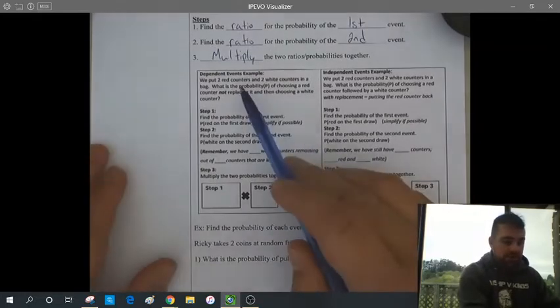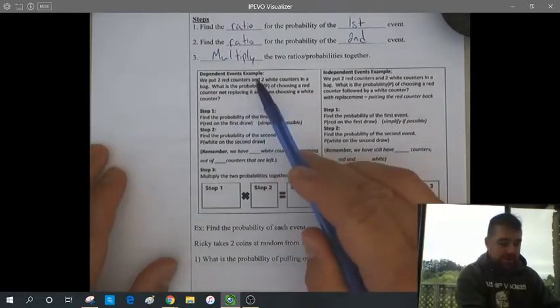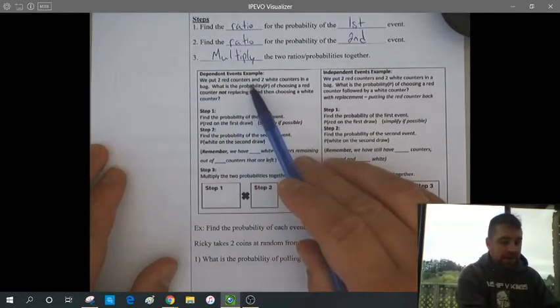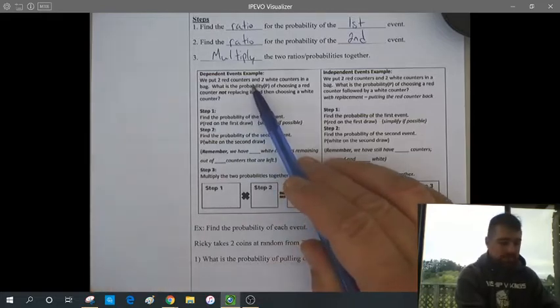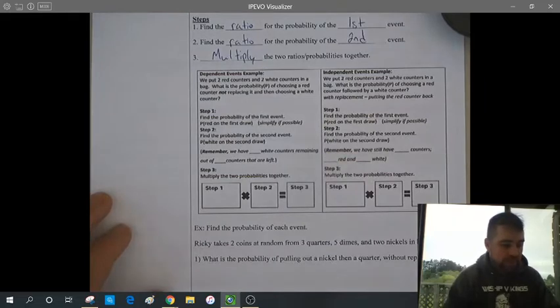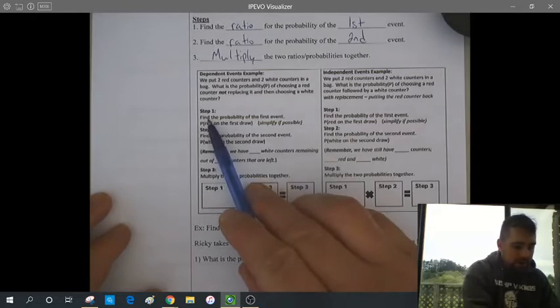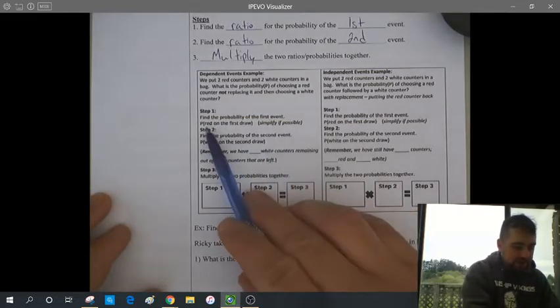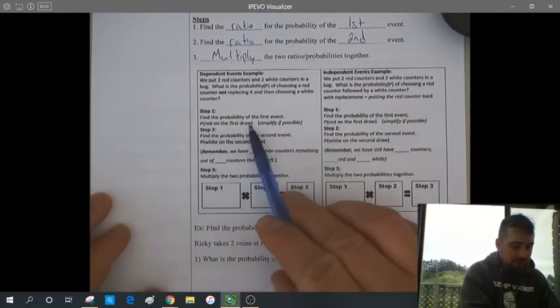Okay, so first, an example where it's a dependent event. We put 2 red counters, like just little tokens, and 2 white counters in a bag. What is the probability, P, of choosing a red counter, not replacing it, and then choosing a white counter? So first, find the probability of the first event, P for red on the first draw.